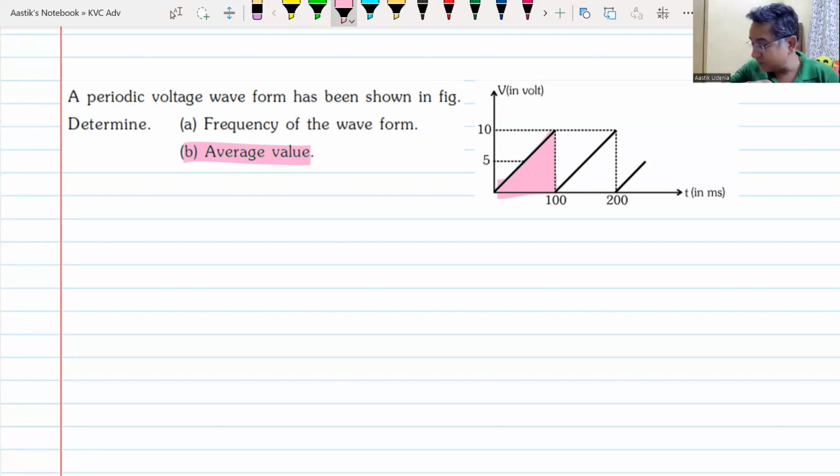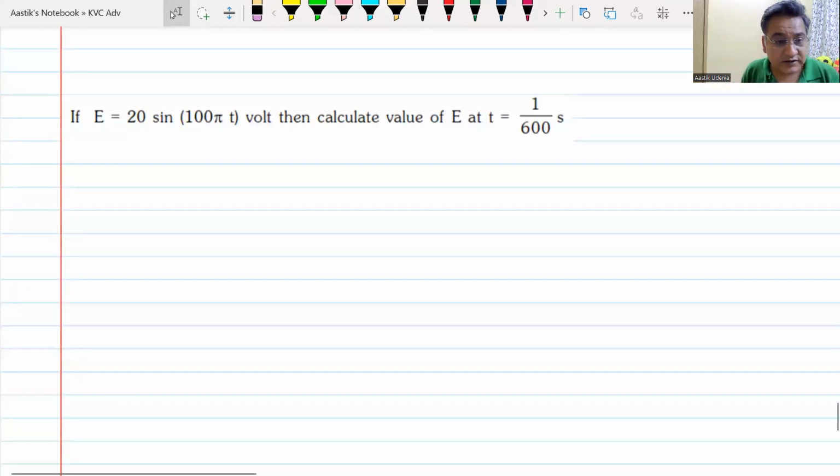Now let us move on and see one more question. This type of question we have already, I think, solved in the previous chapter on waves. Let me start with this one. Simple question. We have seen what is peak value. We have seen what is average value. We have seen what is RMS value. This is the next question.